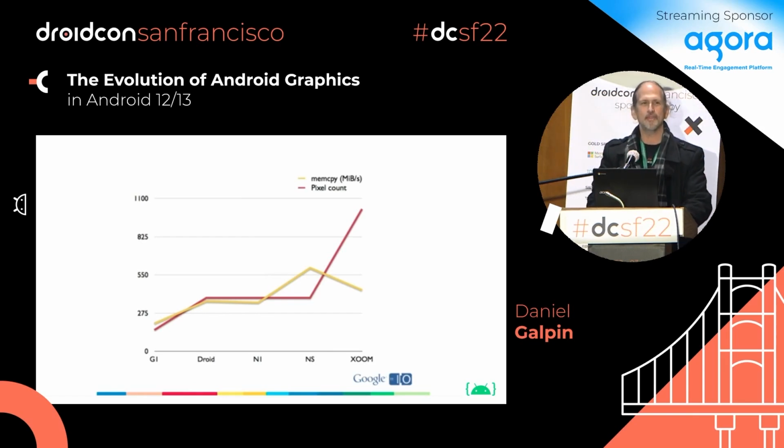Because we suddenly had this huge growth in pixels. Back then, tablets actually had more pixels than phones, hard to believe. And we had negative growth in the memcopy speed. And so suddenly we were like, we have to make this thing look good, and we have no memory bandwidth to do it, which means we can't just render everything into a large buffer.